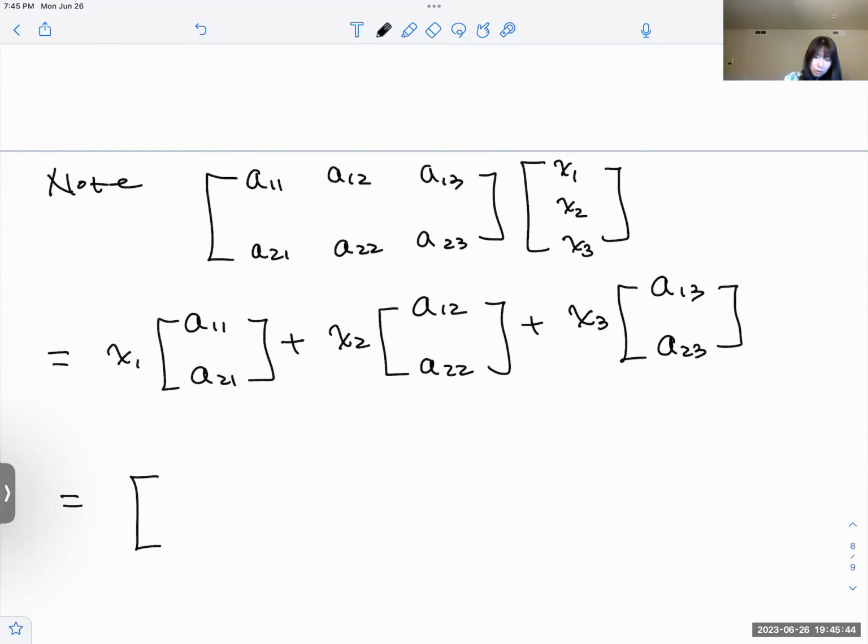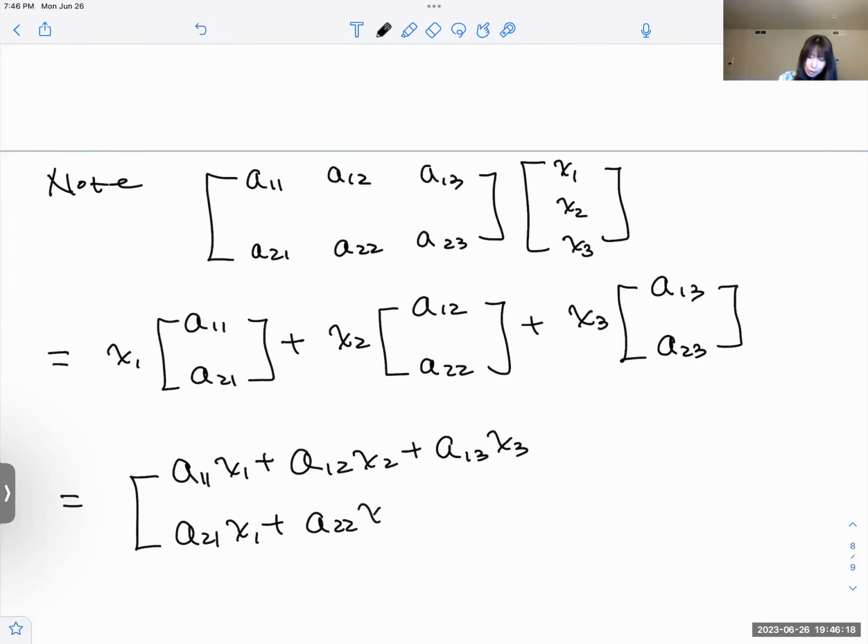So this one, we can do a sub 1,1, x sub 1, plus a sub 1,2, x sub 2, plus a sub 1,3, x sub 3, and a sub 2,1, x sub 1, plus a sub 2,2, x sub 2, plus a sub 2,3, x sub 3, right? Okay, let us do this one.